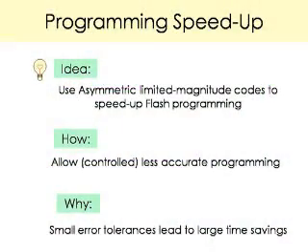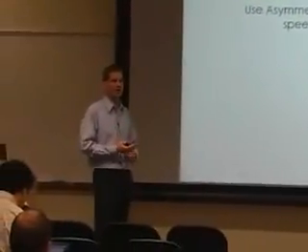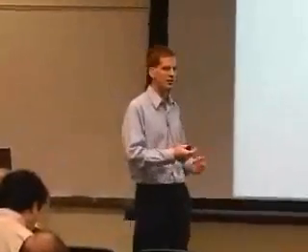Now here's an idea of a non-traditional use of error-correcting codes. Typically, we use error-correcting codes to combat uncontrolled errors that happen. But here's a different idea. Why not use asymmetric limited magnitude codes to speed up flash programming? We want to use the codes to program the device faster.